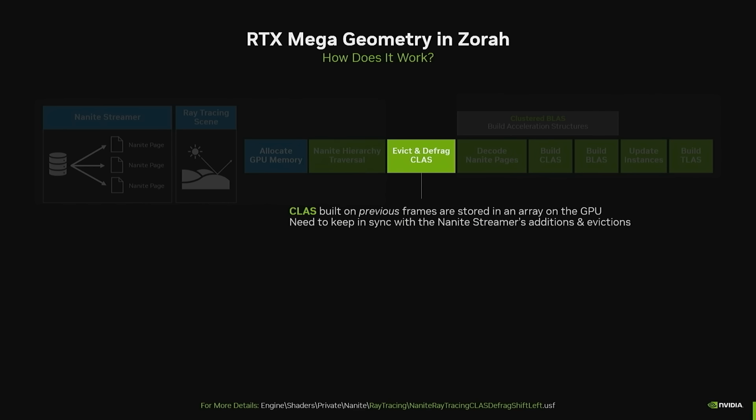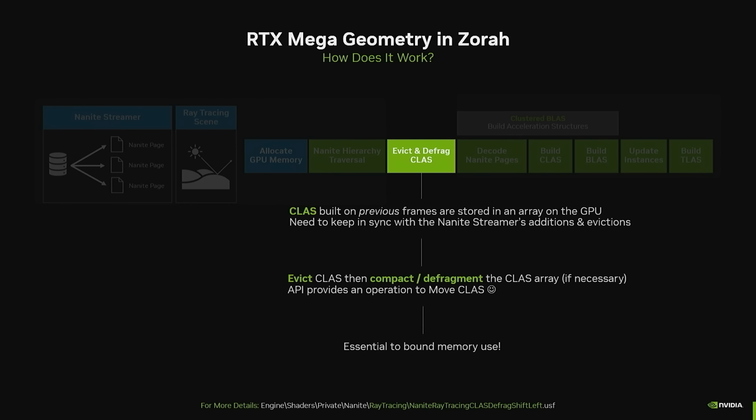So we'll output a bunch of data about these clusters and keep a list about them for use a little bit later. We haven't built any CLAS yet, but on a previous frame, we may have. And we keep these in a big array on the GPU cached. And we need to keep in sync with the Nanite streamer as it moves things in and out of memory every frame. An important aspect of this is evicting CLASs that are no longer used and compacting, or defragmenting, that CLAS array on the GPU to make sure we're not using more memory than is necessary. And fortunately, the MegaGeo API provides us a nice move operation so that we can move CLASs around to make this happen.